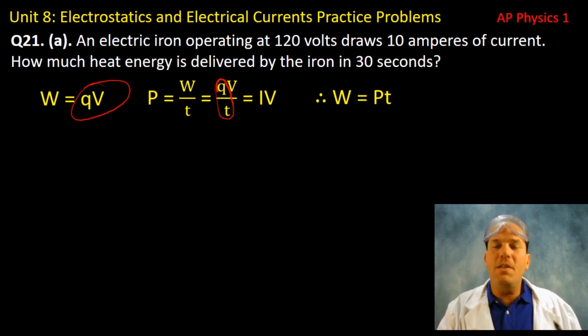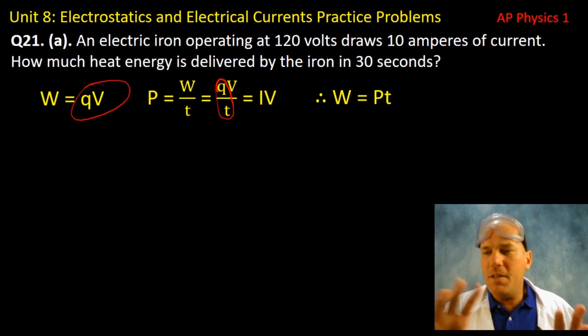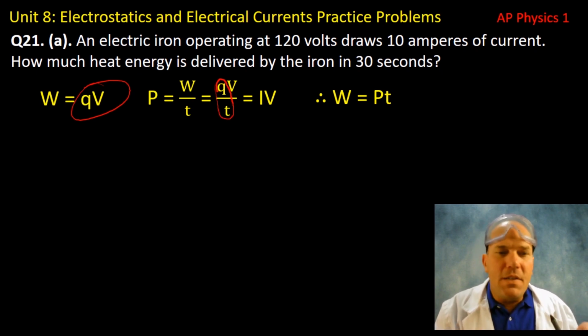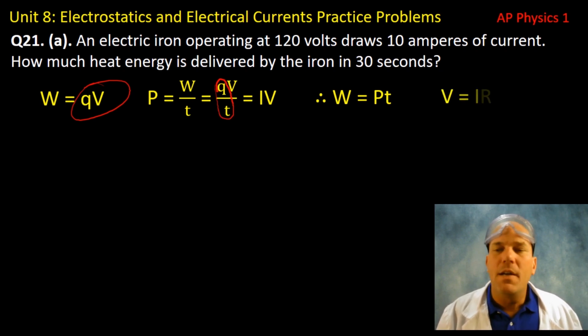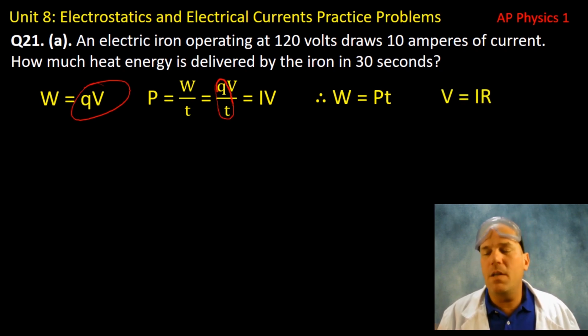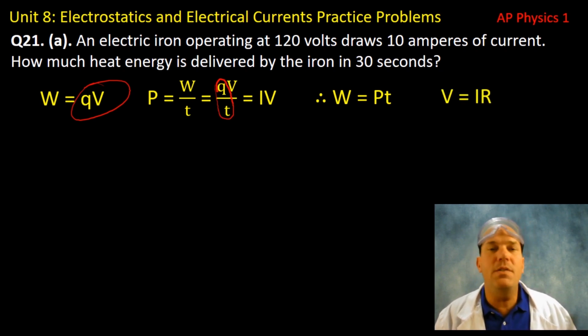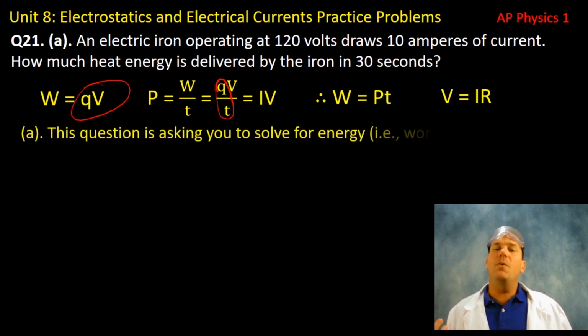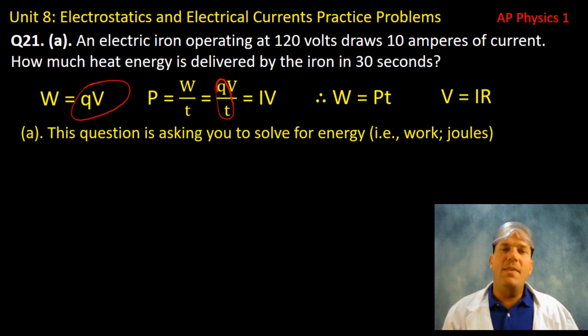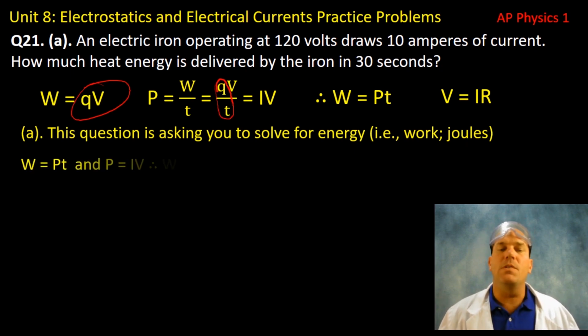All right, so we have all these. And in class, I've said you're going to work with rearranging these and deriving very simple expressions using these really throughout this unit. And of course, we have Ohm's law. Voltage is equal to current multiplied by the resistance. So as I've said, this is asking you to solve for energy, in other words, work, units to be joules.